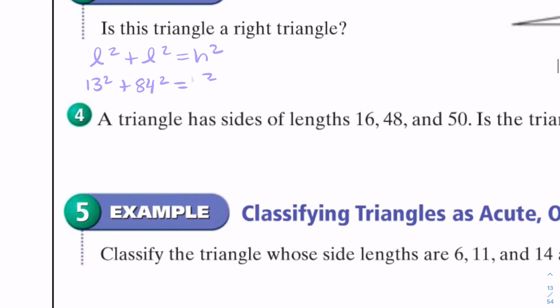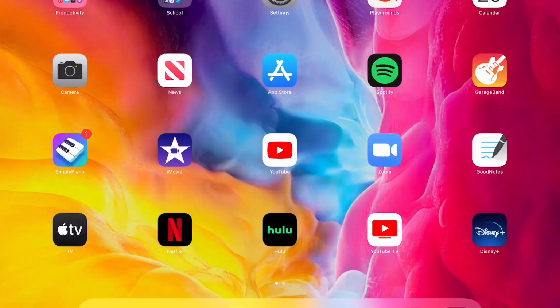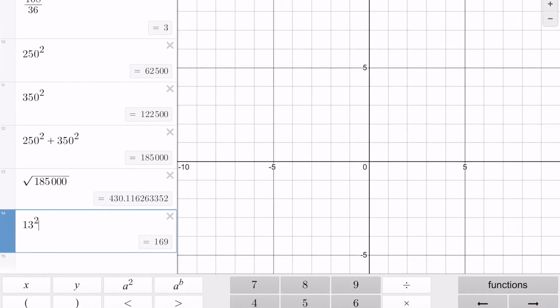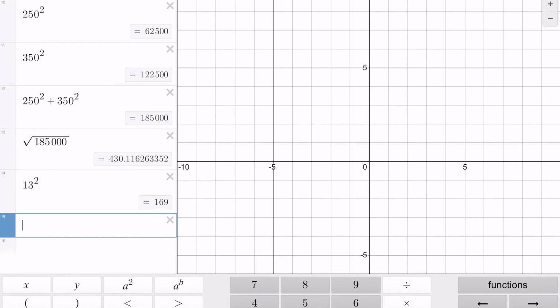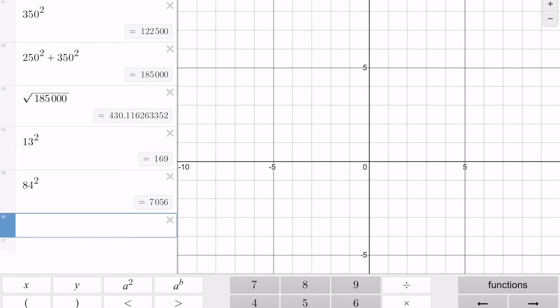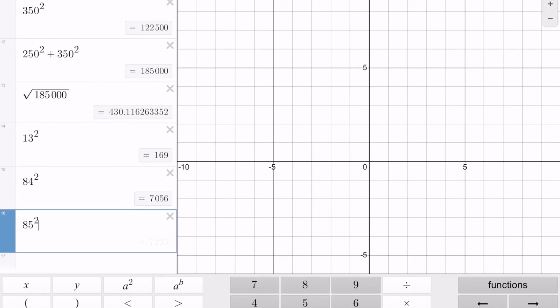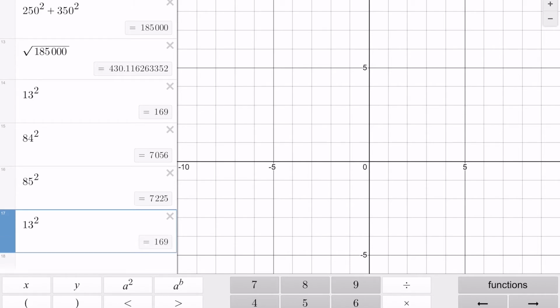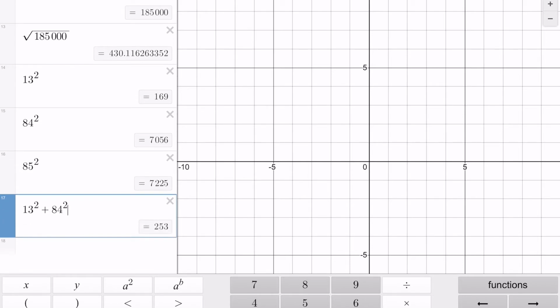Well, we can even test it. Does that equal 85 squared? Right, that's our question. And then we're going to do 13, 84, and 85. We can do all these out. We'll do 13 squared, 84 squared, 85 squared. I'm going to actually add them together, so 13 squared and 84 squared.